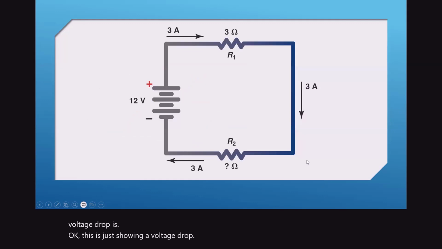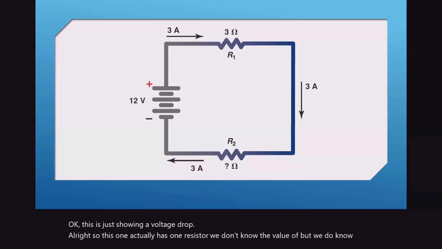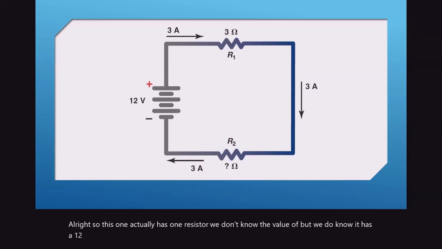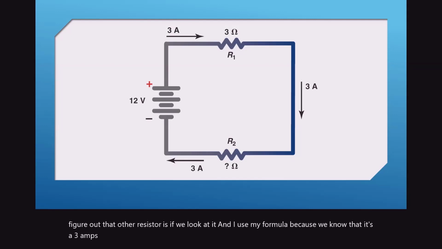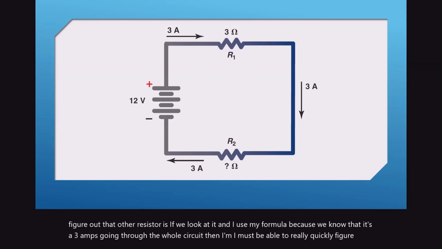All right, so this one actually has 1 resistor we don't know the value of, but we do know it has a 12 volt battery. And we do know it has 3 amps of current flow. And we can calculate and figure out what that other resistor is. If we look at it, and I use my formula because we know that it's 3 amps going through the whole circuit, then I must be able to really quickly figure out what that second resistor is.